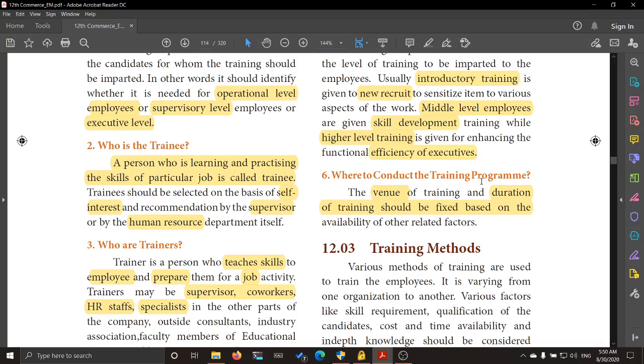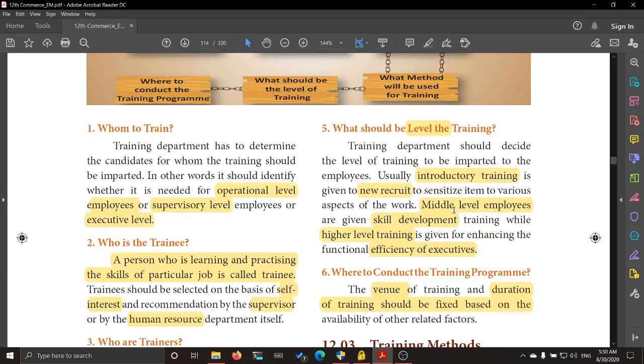Next, where to conduct the training program. Where are you going to conduct the training program? Now that is also another question. How long you are going to give the training, where you are going to conduct the training, whether it is inside the company or outside the company, what method you are going to follow, what duration, how long you are going to fix the training days. So all this must be planned. So these are the steps in training.